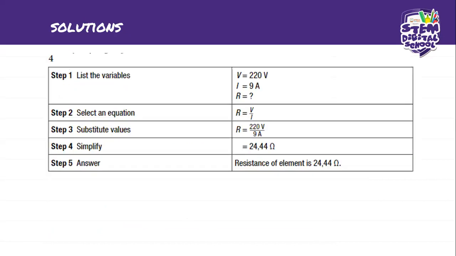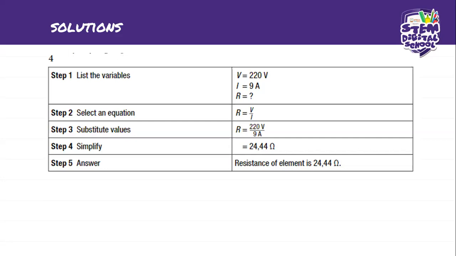Okay, so here it is. Step 1, you list the variables. Why do we do this? Because we're not always going to have a simple question that needs just one equation. Sometimes it's complex, so it's always good to do them step by step. So first of all, you list the variables, which are our voltage, our current, and we're looking for our resistance. Then we select an equation, which is R is equal to V over I.